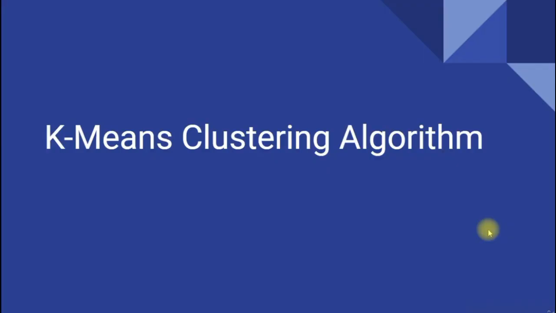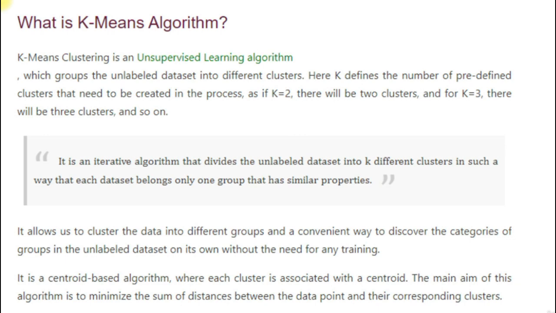Thank you. And welcome to the video on k-means clustering algorithm. This is the first unsupervised machine learning algorithm that we are going to cover in our course. So let us start. K-means clustering is an unsupervised learning algorithm which groups the unlabeled data into different clusters. Here, K defines the number of predefined clusters that need to be created in the process. As if K equals 2, there will be 2 clusters created, and if K equals 3, there will be 3 clusters created, and so on.